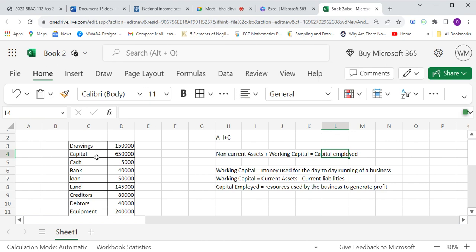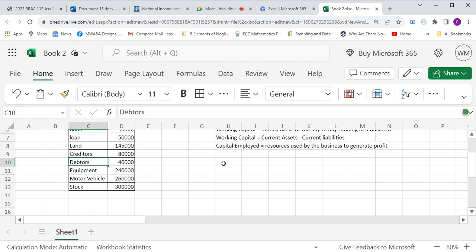All right. Capital, this is the money and resources used to start a business. Cash, well, we all know what cash is. We've got bank, this is money in your bank. Loan, this is a loan which you get from somebody or an institution like a bank. Creditors, these are people you owe money. Debtors, these are people who owe you money. Then stock, this is the goods which are used for resale.